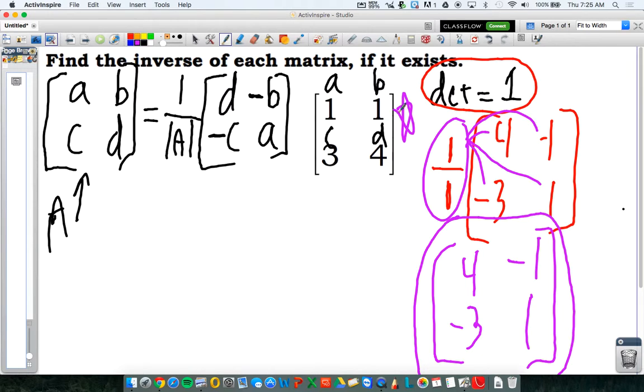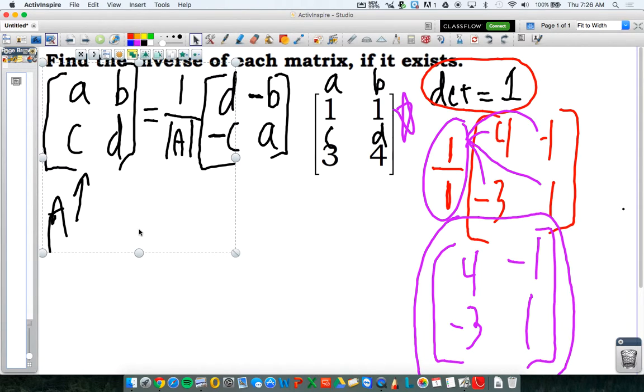We evaluated the determinant, we switched the first and fourth elements, we switched the signs on the second and third, and then we multiplied in our scalar. There's a way to prove whether or not that this inverse actually is the inverse of our original matrix. And the way to do that is you're going to multiply the original matrix.